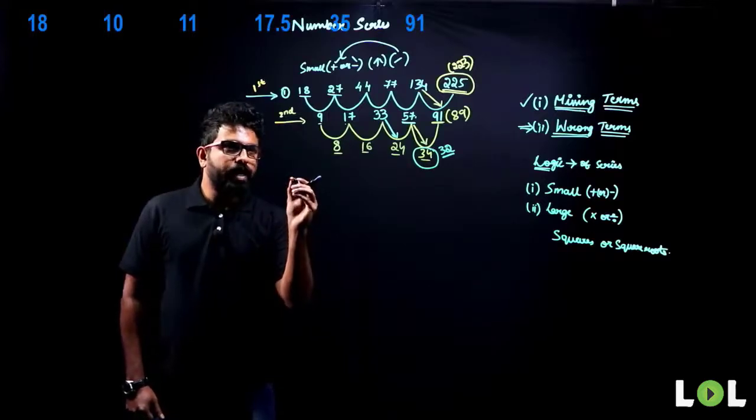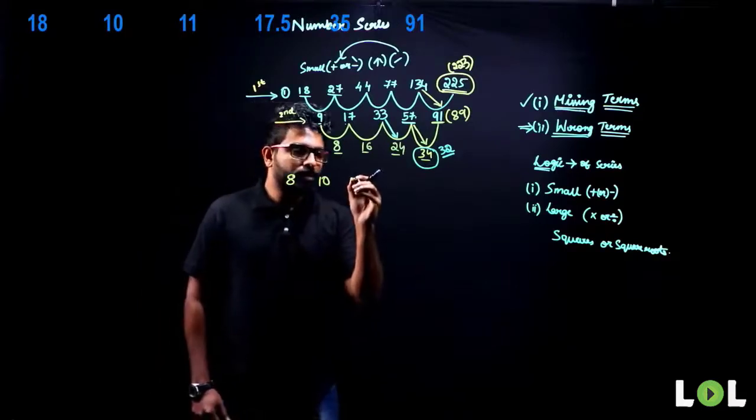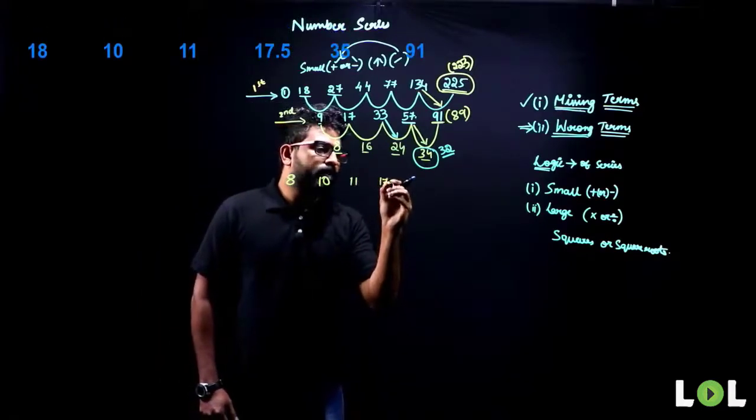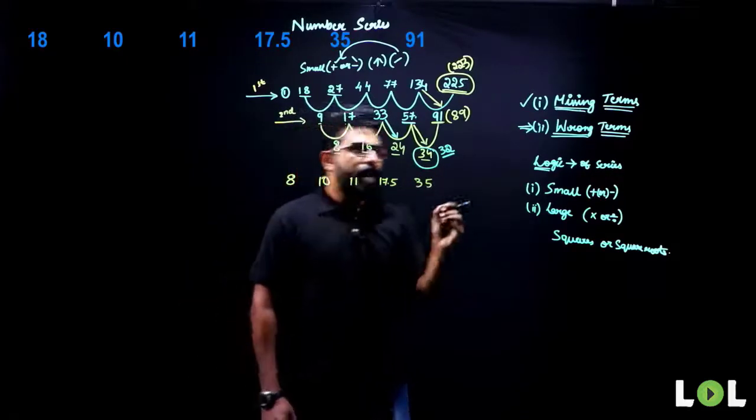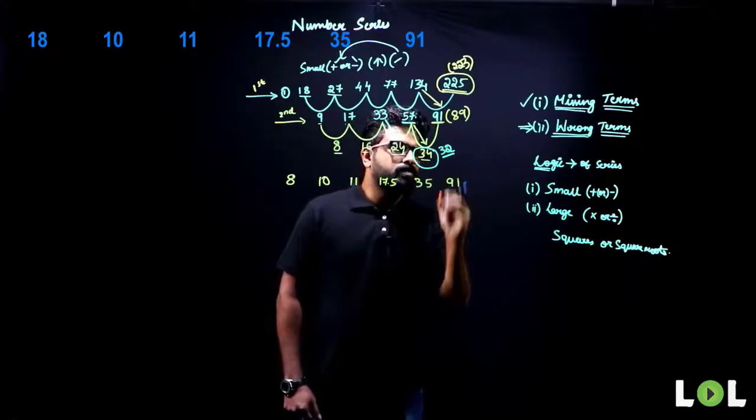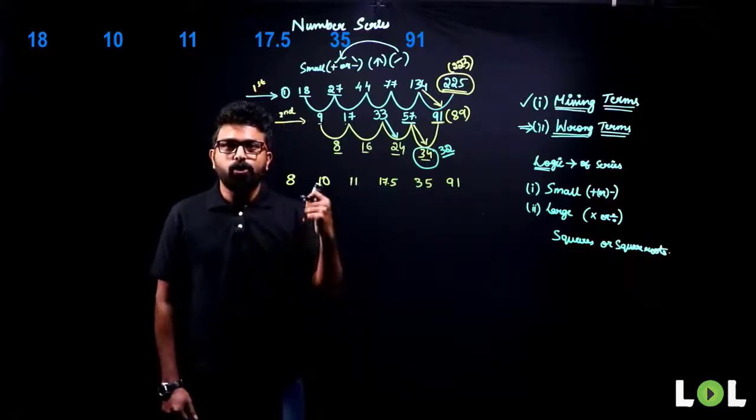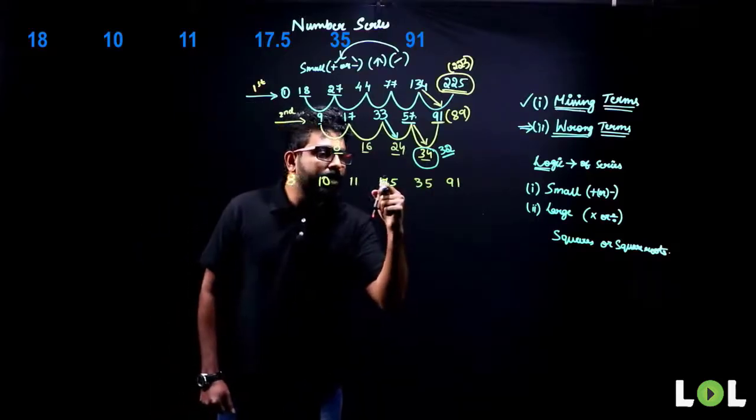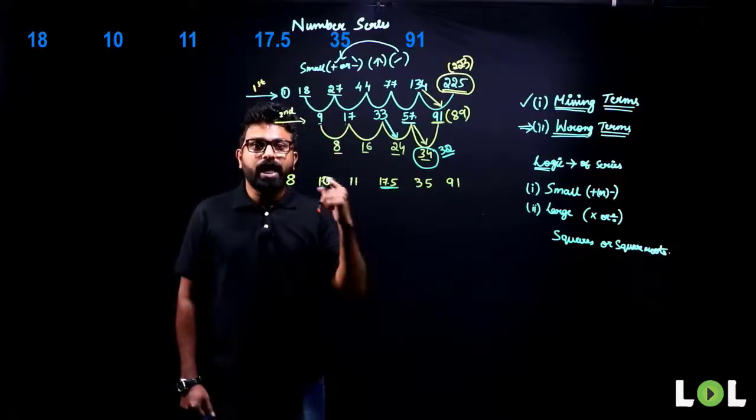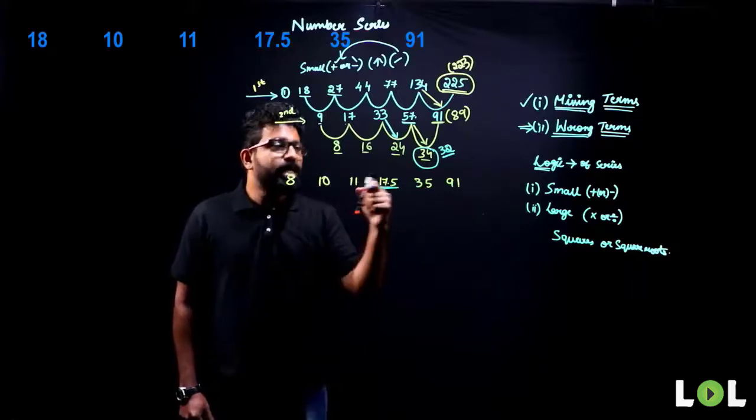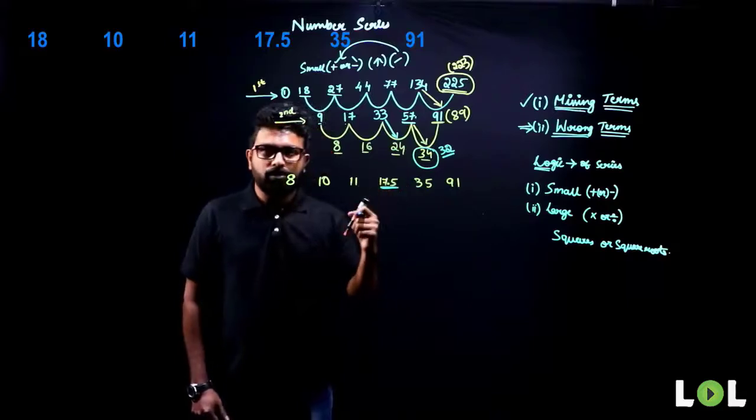So, next one would be 18, 10, 11, 17.5, 35, and then 91. So now, look at this series. I had already told you in my previous session that whenever I get a decimal value, in most cases, not every case, there would be division involved whenever I have 0.5 involved. So let me check for division.